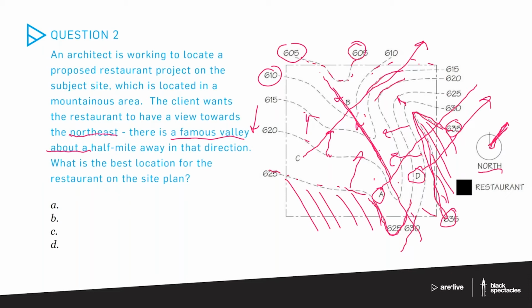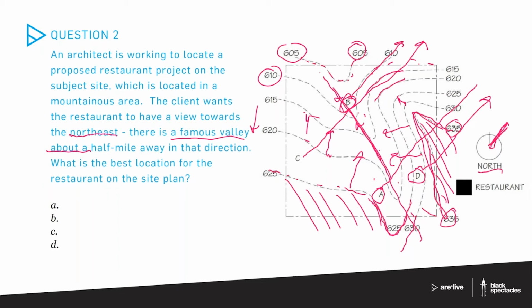Choice B is located pretty close to the lowest part of this site here. And so that's not great for a view. There's nothing directly in the way of choice B, so that's a positive. But again, choice C is at a higher elevation.